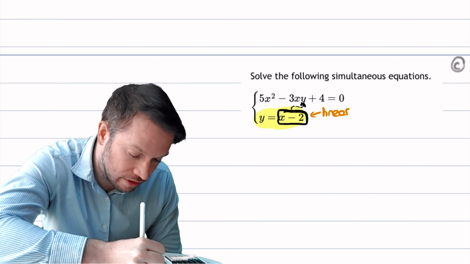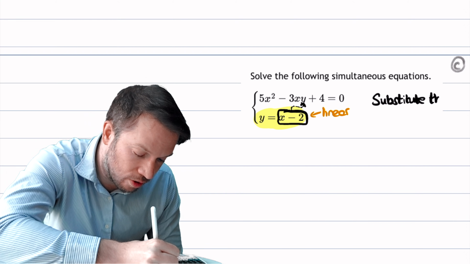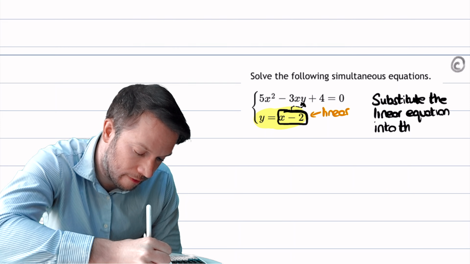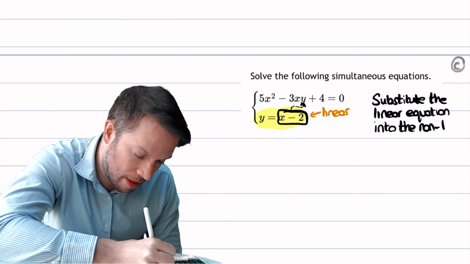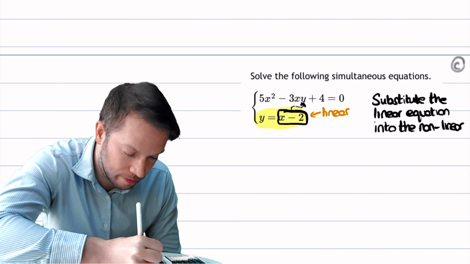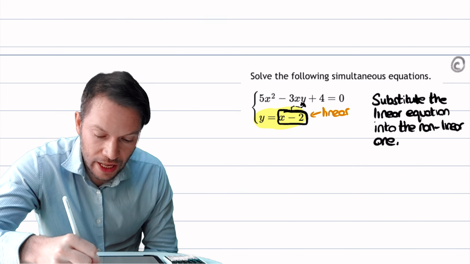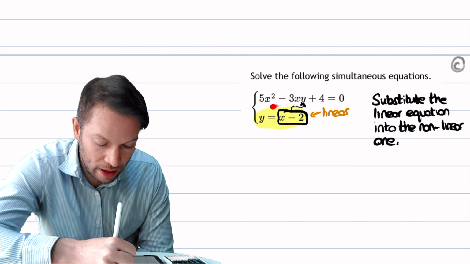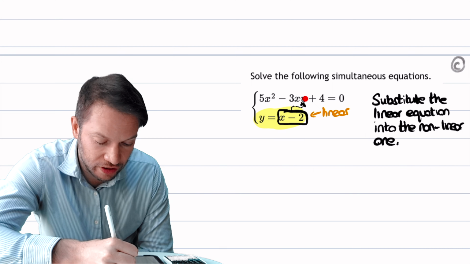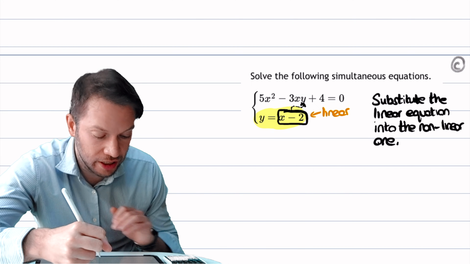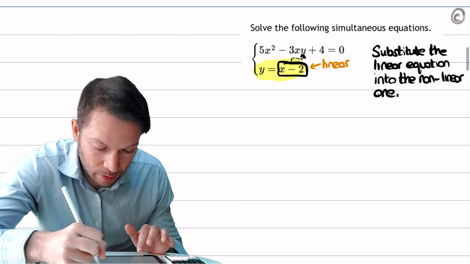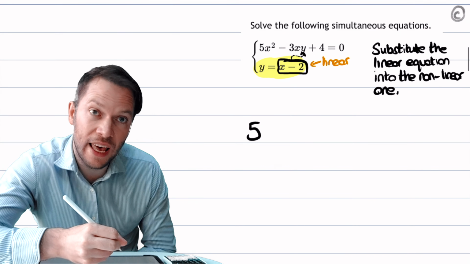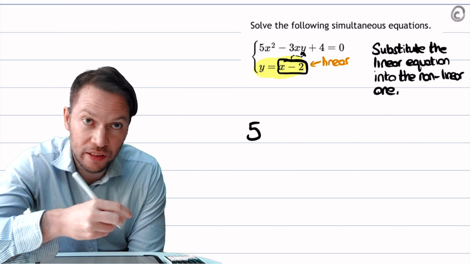So let me write that. Substitute the linear equation into the nonlinear one. And substituting just means to replace every instance of y in this nonlinear equation with this expression for y here. So we're substituting that y for x minus 2. So let's try that. We're going to write this first equation again, the nonlinear one, but we're going to replace every y with that x minus 2 on the second line.